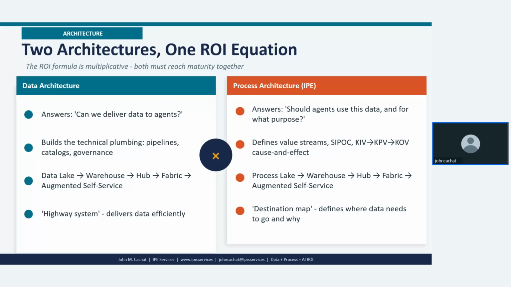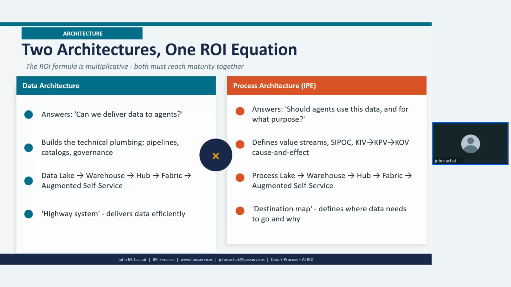The idea of key input variables or KIVs impact the process variable and impact the KOV or the output. Input variable, process variable, output variable. And more importantly, an understanding of the cause and effect. There's a lot of people that just lump all these into KPIs or key performance indicators. But if we don't understand what makes that KPI go up or down, we can do better. So you hear things about data lakes, data warehouses, data hubs, data fabrics, same thing. Process lakes, process warehouses, process hubs, process fabrics.